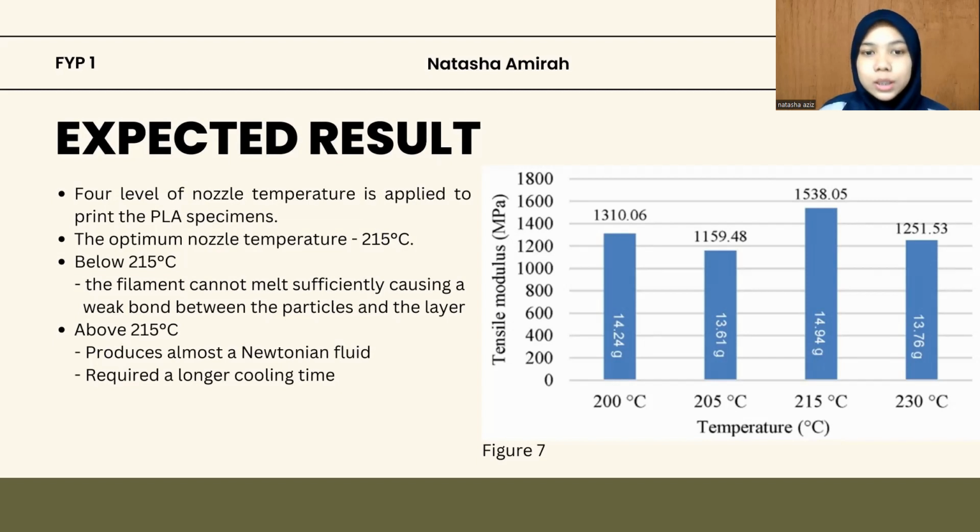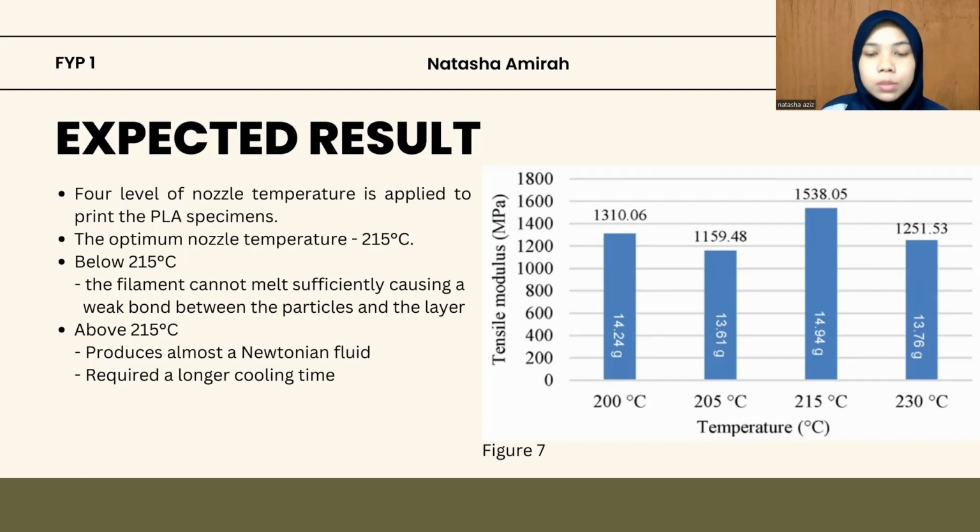Based on the discussion, 4 levels of nozzle temperature were applied to print the PLA specimen, which are 200 degrees Celsius, 205 degrees Celsius, 215 degrees Celsius, and 230 degrees Celsius. The graph obtained is the relationship between the tensile modulus and temperature, where the results show the optimum nozzle temperature to get the best tensile modulus is set at 215 degrees Celsius.